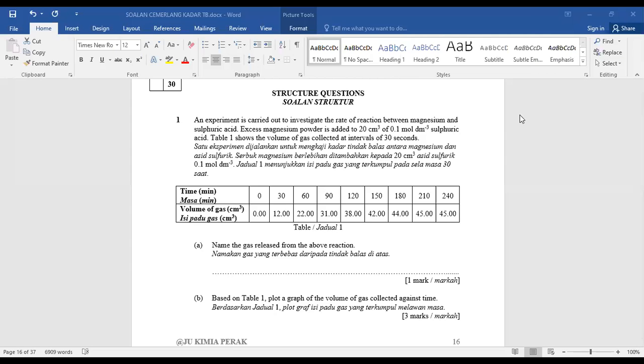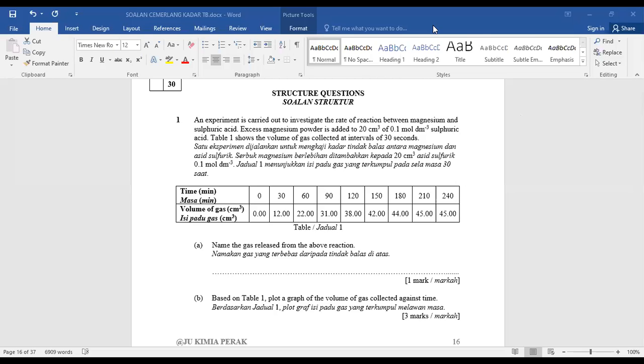And today we are going to discuss the structure questions that you have done. Okay, please get ready with the structure question that we have done yesterday. Question number 1. Okay, now this is the question given to you. An experiment is carried out to investigate the rate of reaction between the magnesium and the sulfuric acid.